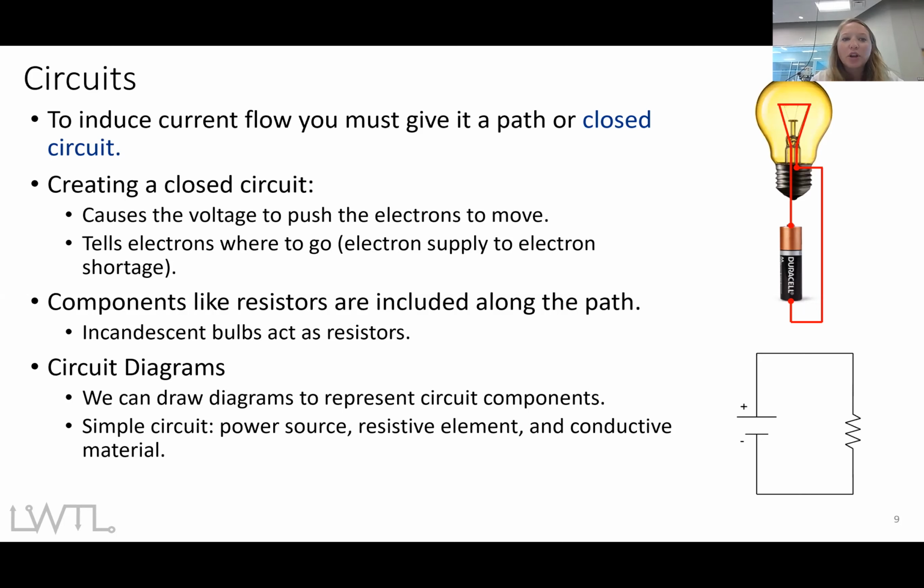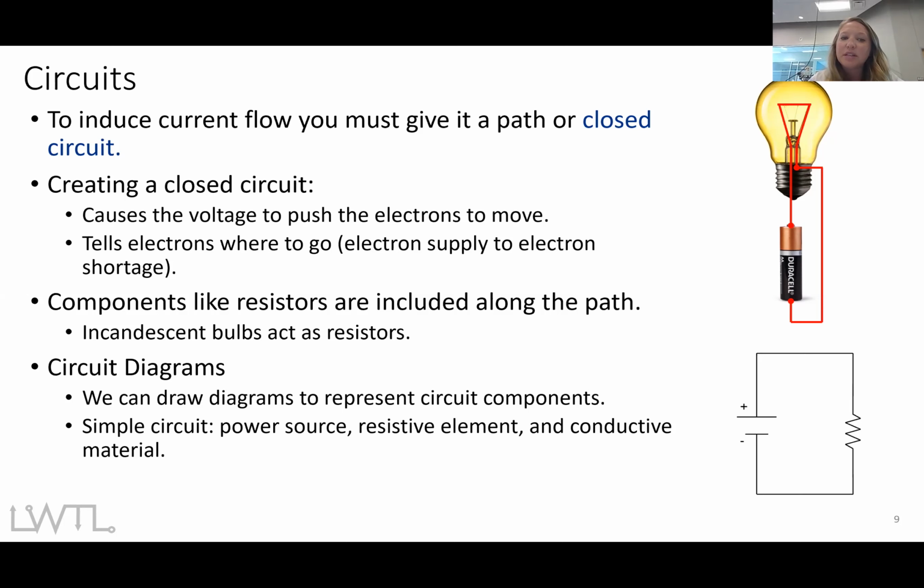A circuit has to have a closed path. In order to induce the flow of current, it has to have a closed path. Creating what we call a closed circuit causes the voltage to push those electrons to move, and it tells them where to go. Remember, the electrons have to go from negative to positive, and when you close that path, they see that path. It's kind of like the fog clears, and it knows, okay, this is where I'm going. I'm going to that positive side.